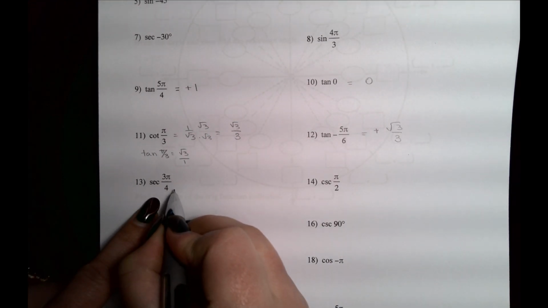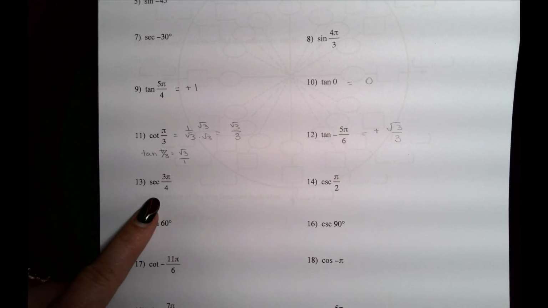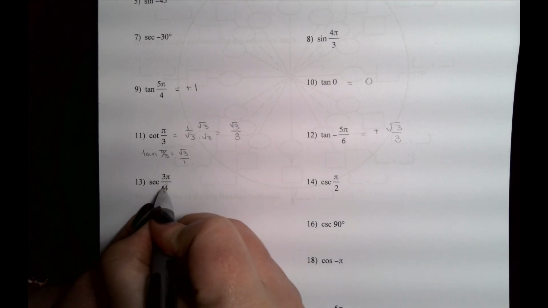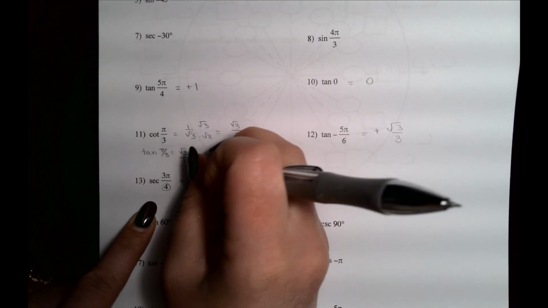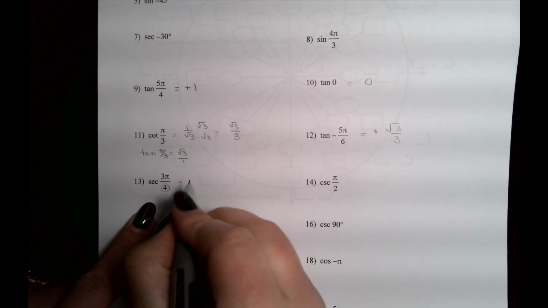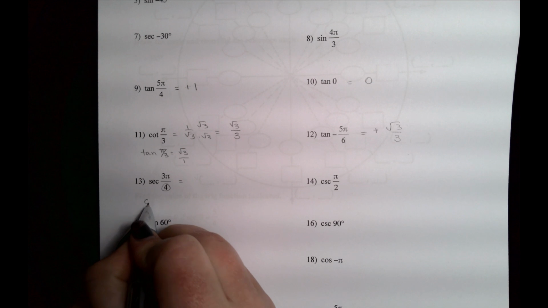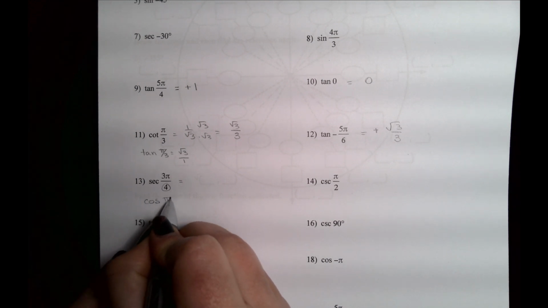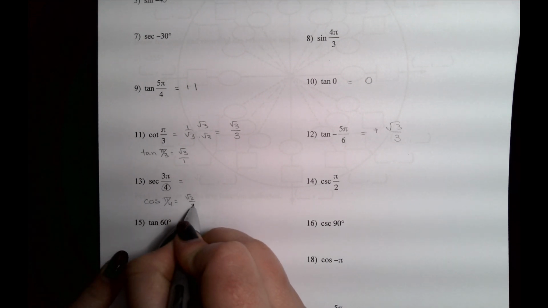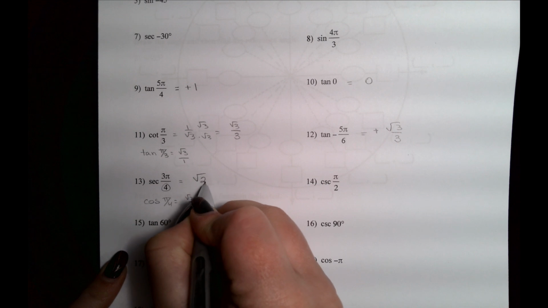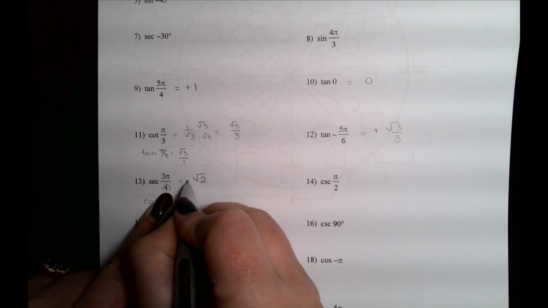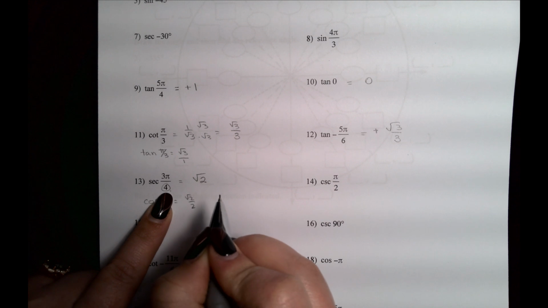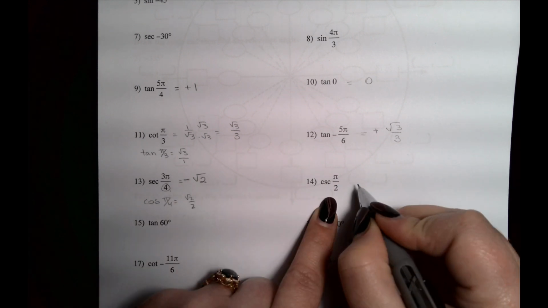Secant of 3 pi fourths, again, the reciprocal function of that is cosine. Then we want to simplify that. 4 means we have pi fourths of that. That means cosine of pi fourths is root 2 over 2. Take its reciprocal, we end up having root 2. 3 pi fourths is in quadrant 2, so that means all students take calculus. We do have a negative here.